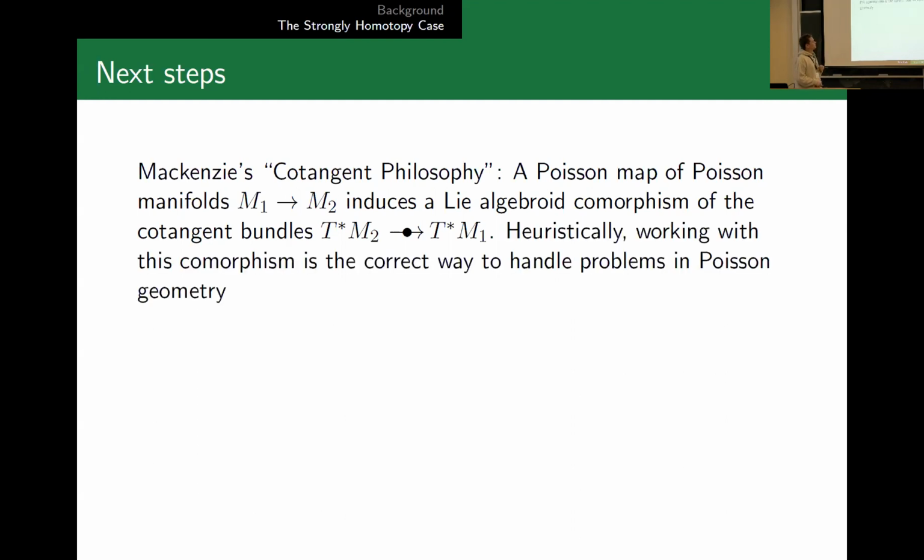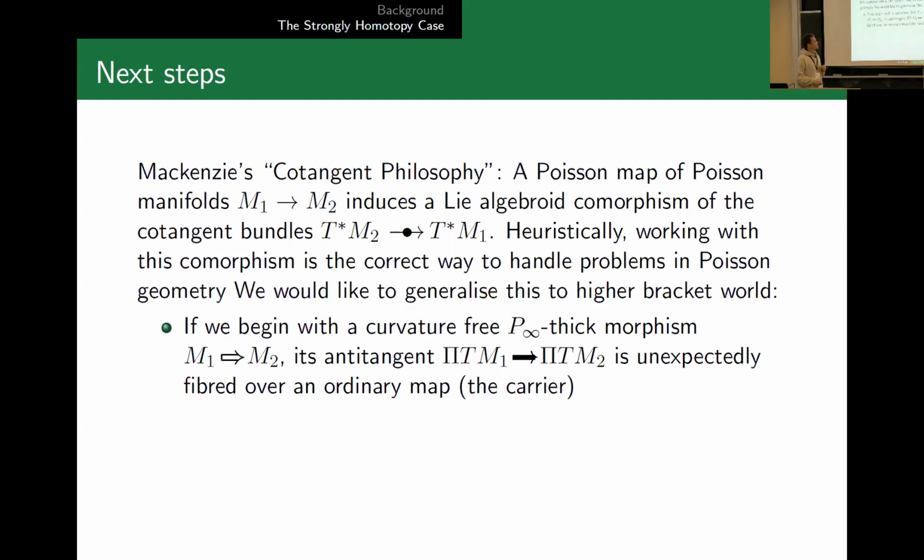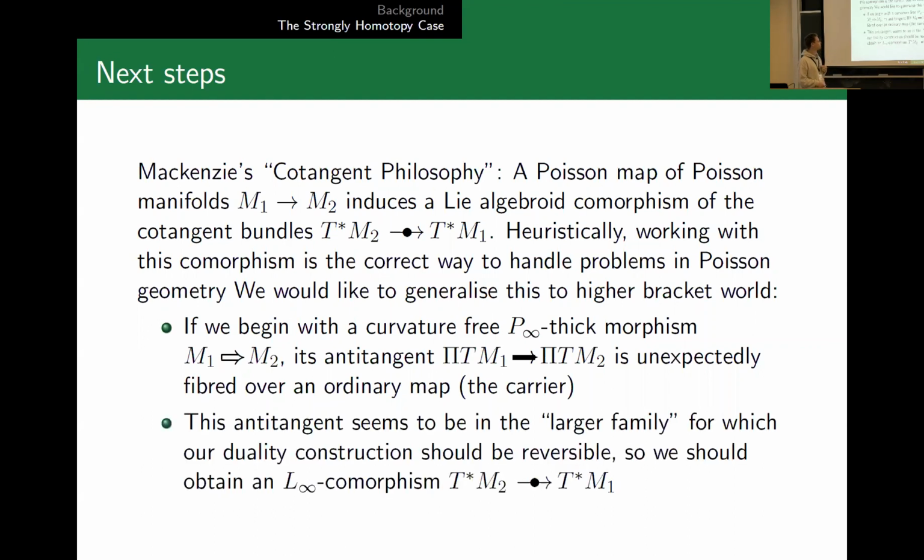So what we want to do is generalize this theorem to the higher bracket world. We start with a P-infinity thick morphism of P-infinity manifolds. And then if we form its antitangent, this thick morphism turns out to be fibered over an ordinary map, which is kind of surprising. So it seems possible that this should dualize to be an L-infinity comorphism. Unfortunately, I didn't manage to get this done quite in time, which would have been really nice. But I believe it should be in this larger family of dualizable P-infinity or S-infinity thick morphisms. So we should have this L-infinity comorphism, and I suspect we will do very soon.